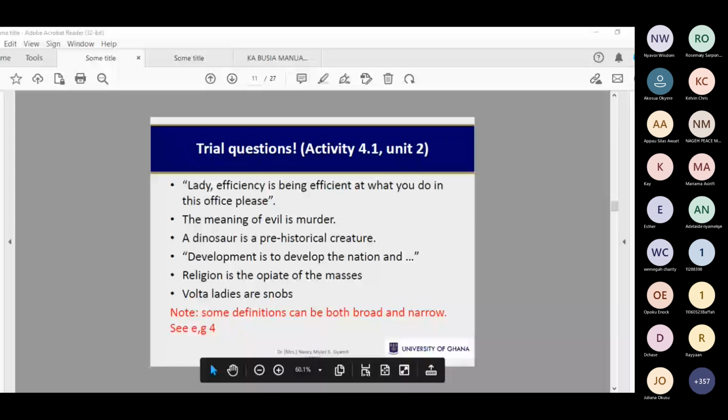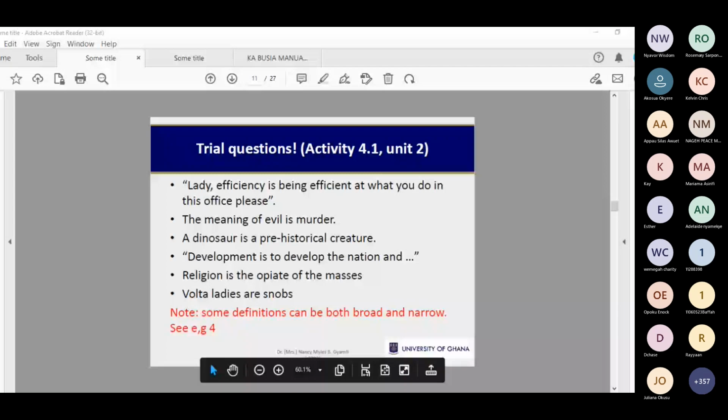Please, can you help me with what you mean by I should be efficient so that I can do it and make you happy? Says, lady, being efficient. No, efficiency is being efficient at what you do in this office. Back to where we are, secular.